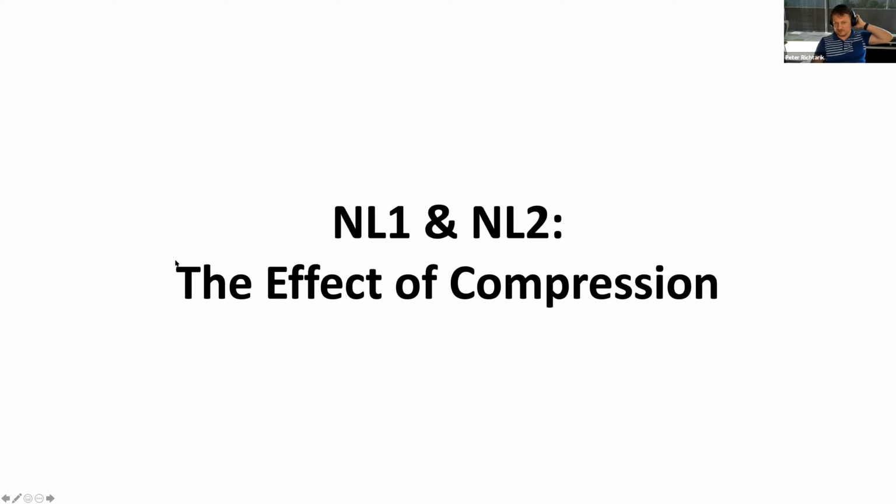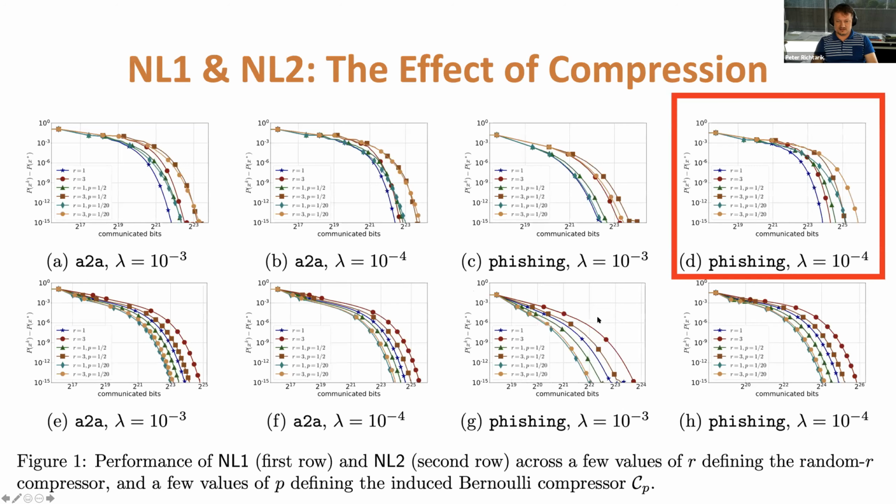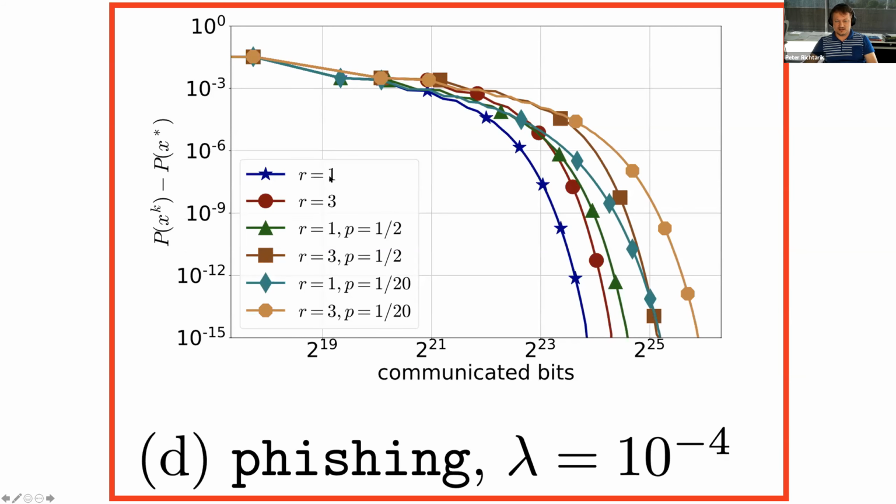So let's first look at the effect of compression of Newton Learn. That's what I described, this first version. The second version I didn't describe. These are the plots from the paper. Let me focus just on this one. What you will see is that as you increase the sparsification, so R is the number of entries of these coefficient vectors which you do not zero out. So this is the maximum sparsification strategy. Here it means that 3 of these coefficients you don't zero out, everything else you zero out. And you can see that the blue line is better in terms of communicated bits than this line.